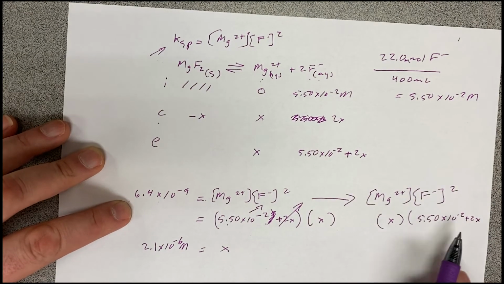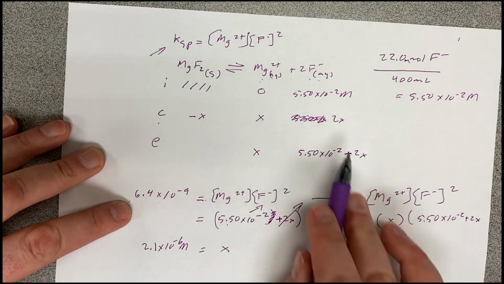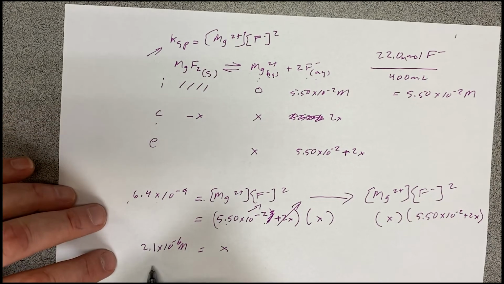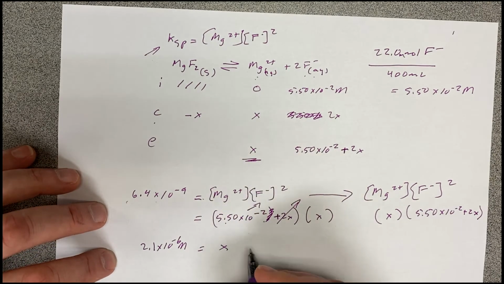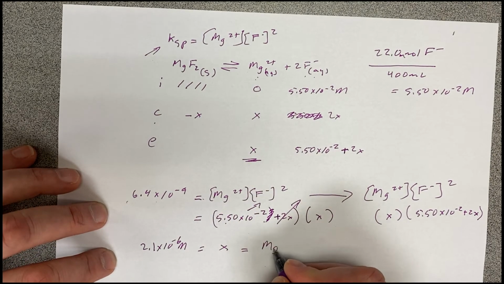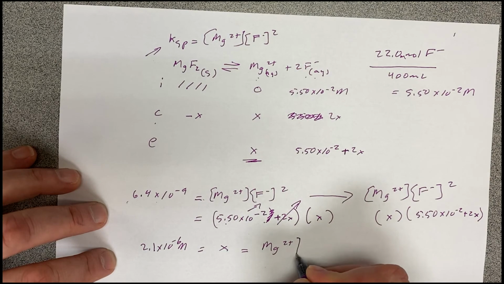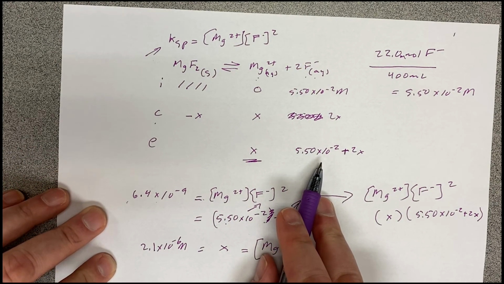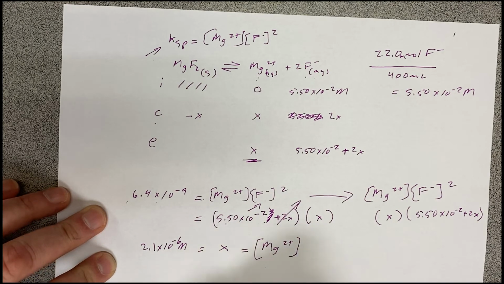Because in all of these cases here, I realize I put a minus x here, and it should be a plus x and a plus x. That's me just trying to get through this quickly so this video isn't interminably long. But what I do know is this. At equilibrium, wouldn't my x value be equal to my Mg2+ concentration? Yeah. And wouldn't my equilibrium value for my F minus be 5.50 times 10 to the negative 2 minus 2x?